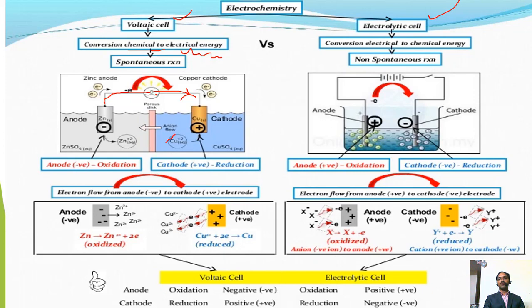Next, in case of electrolytic cell, there is conversion of electricity into chemical energy. That means we are using an external battery. By using the electricity, we are carrying out some chemical reaction. Suppose if you apply an external battery to fused NaCl, then we will get chlorine and sodium.